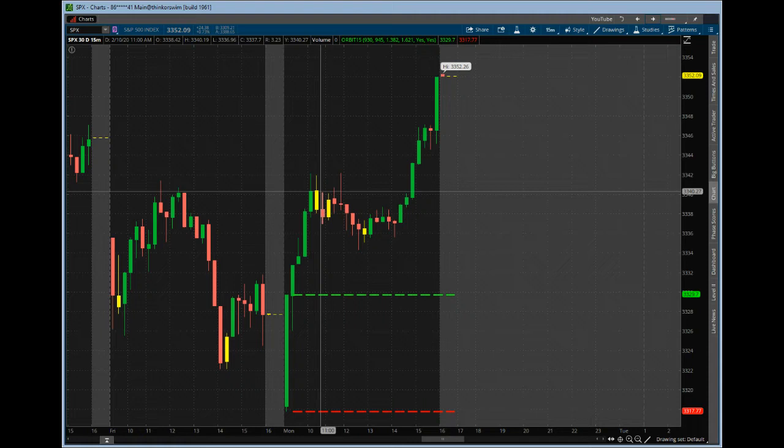We got a little bit of a pullback, got sideways action here today, giving an inside 15 there, and then it worked its way all the way up to all-time highs today, and a really, really strong close on the SPX.